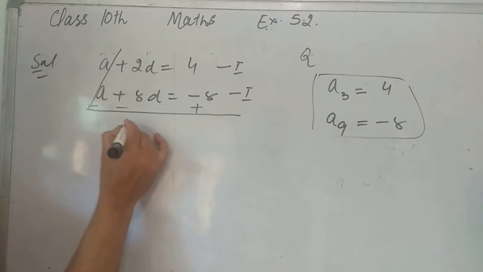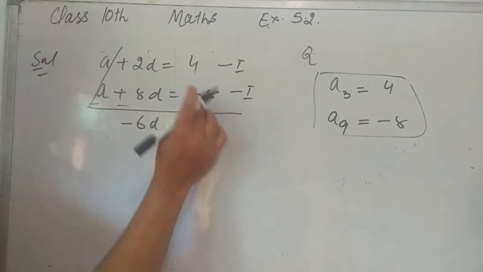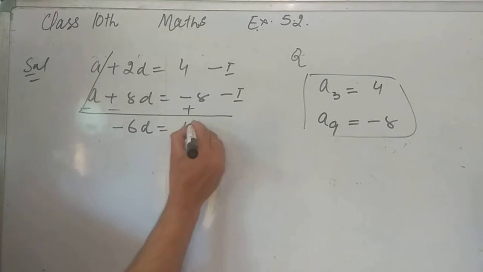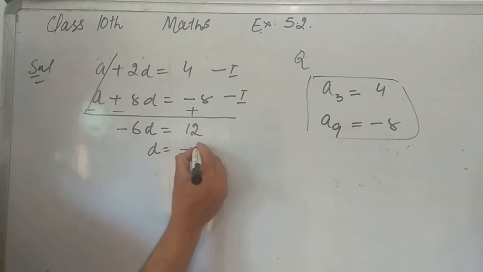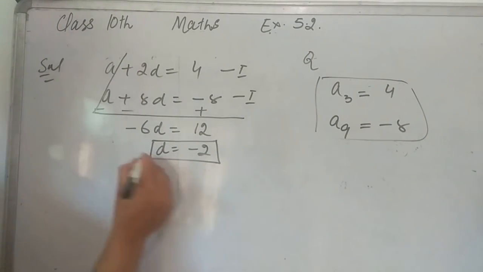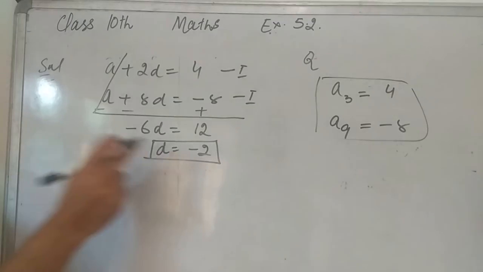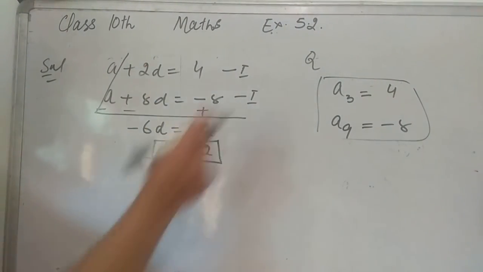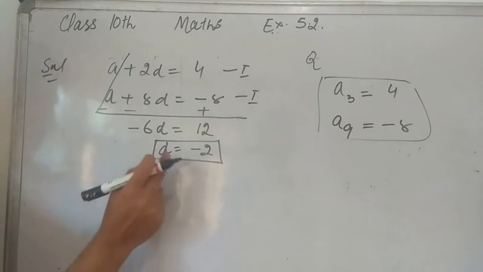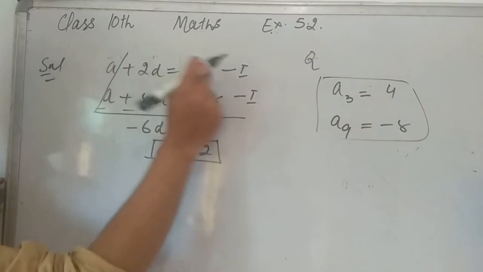8 minus 2 we get -6d is equal to 12. So d is equal to 12 divided by -6, that is equal to -2. So the value of d that came is -2. Now we can substitute the value of d in equation first or second to get the value of a, that is, the first term of an arithmetic progression. Now we can substitute the value of d in equation first.